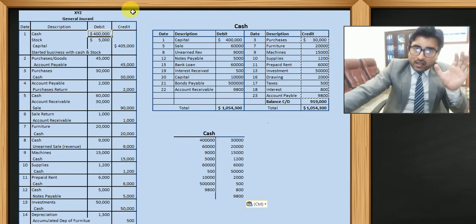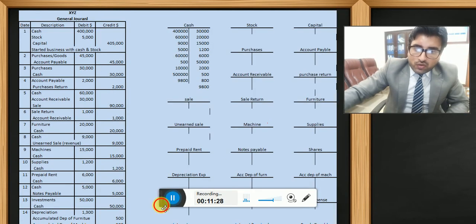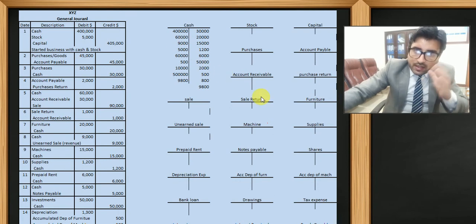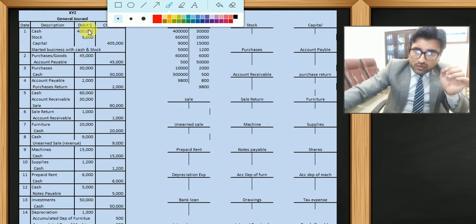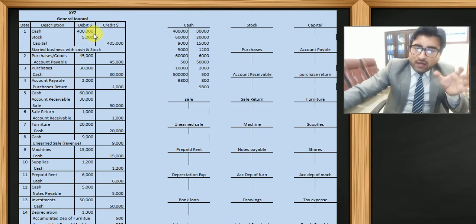Now we are doing it for all transactions. So look, dear students, I have created T accounts for almost all transactions. So the cash account, we have already posted the values. We have cash debited $400,000. So simply we transfer the value $400,000 here into the debit side. And then here we have cash credited $30,000. Simply we transfer it into the credit side. In the same way we have to transfer all the values of the accounts into their respective ledger.